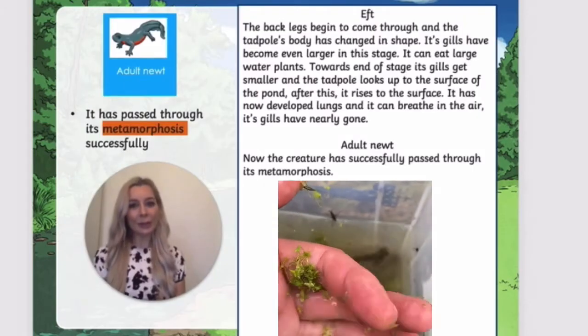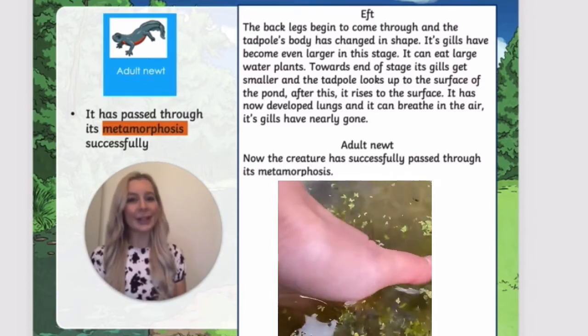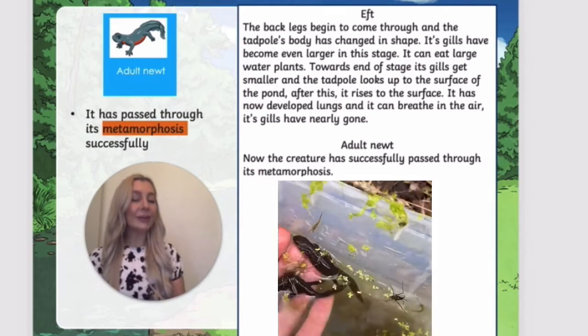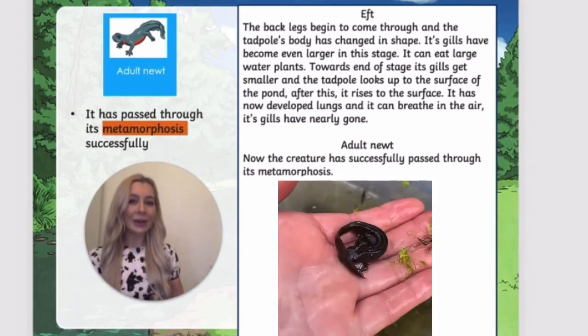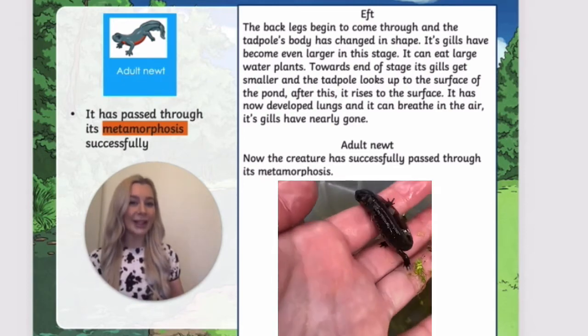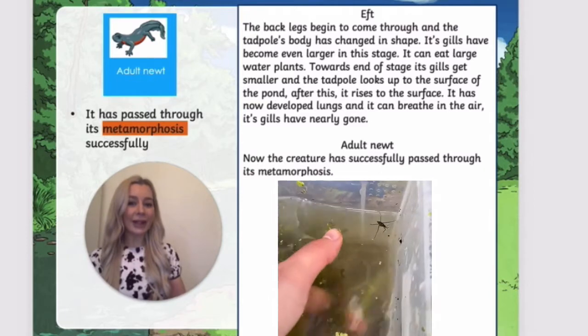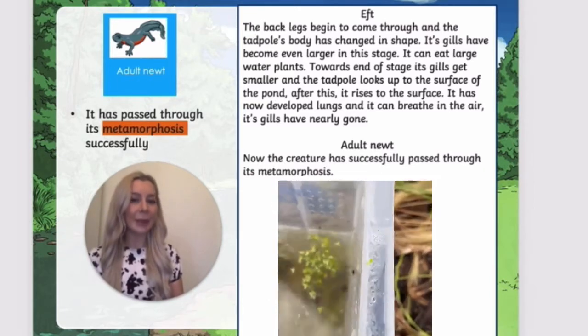Here's my first bullet point. It has passed through its metamorphosis successfully. So I've put that into a full sentence, but the first thing I needed to do is include my heading, adult newt, because that's the new section that we'll be writing about. Underneath the new heading, I've started to write up. Now the creature has successfully passed through its metamorphosis.